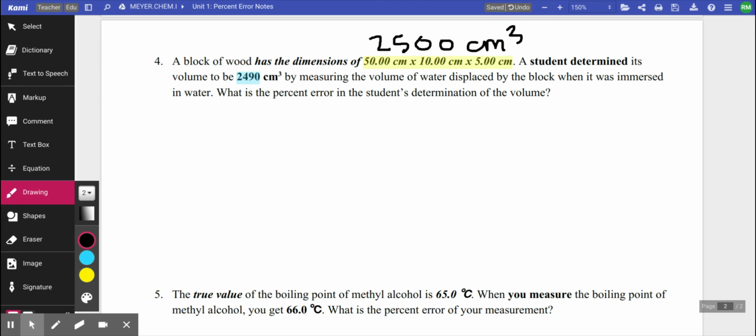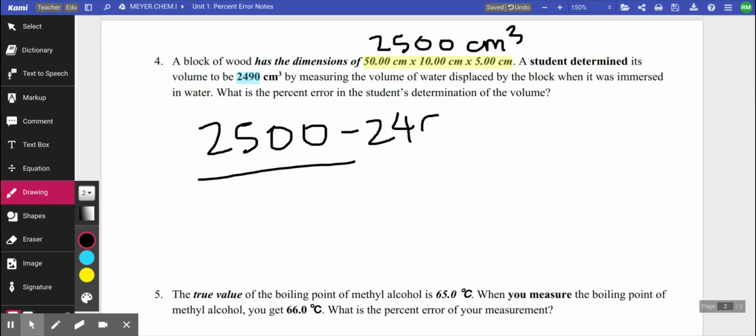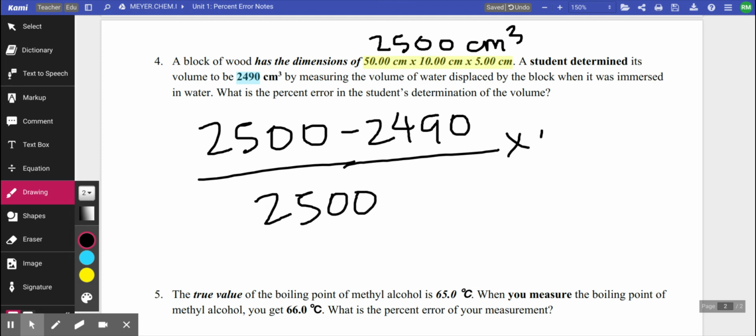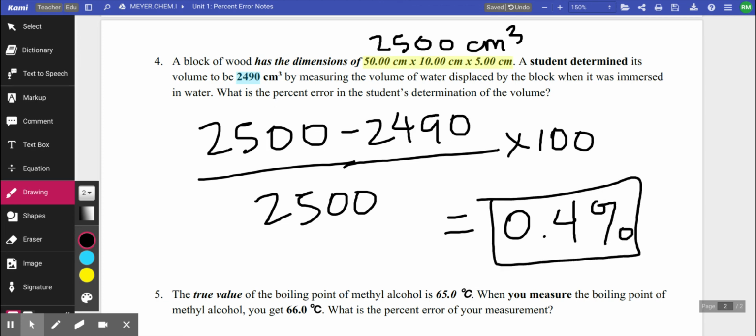So plug it into your equation. 2,500 minus 2,490 divided by actual. Always have to divide by actual. Last step is to times by 100. Plug it in your calculator. Your answer is 0.4%. 0.4% error.